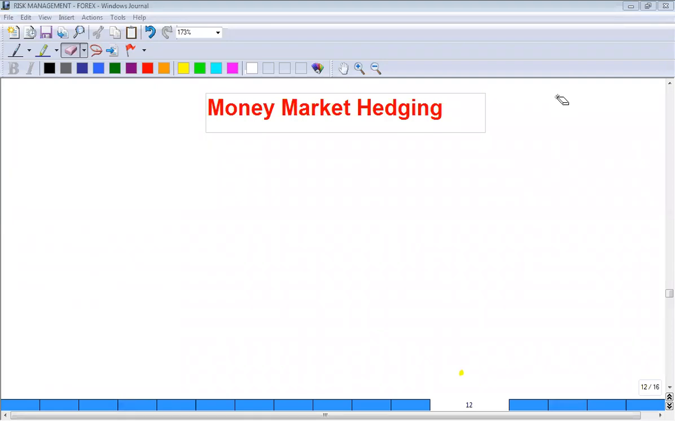The topic of foreign exchange risk management is money market hedging. So candidates, money market hedging is another technique of foreign exchange risk management.